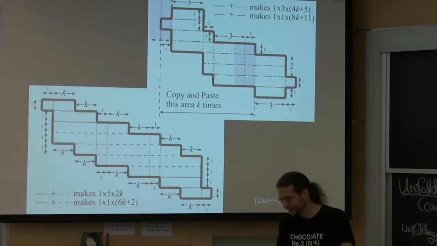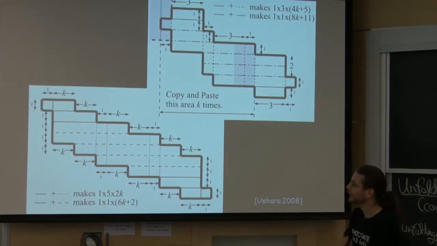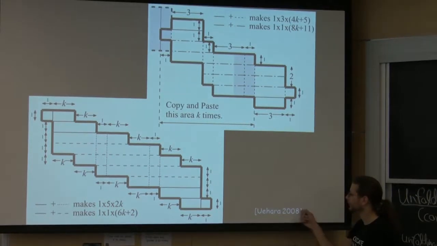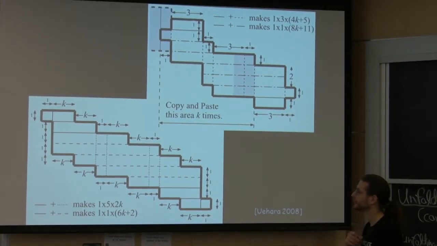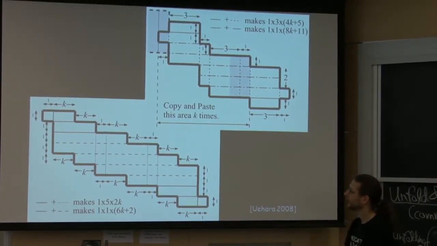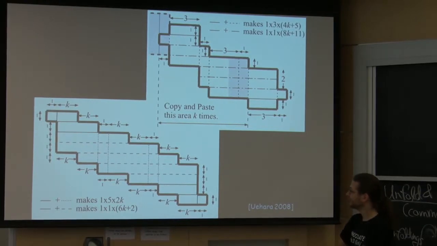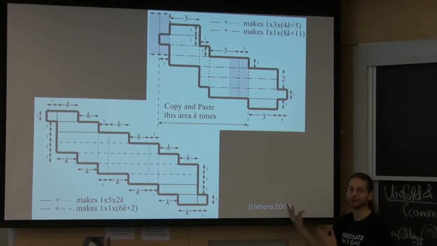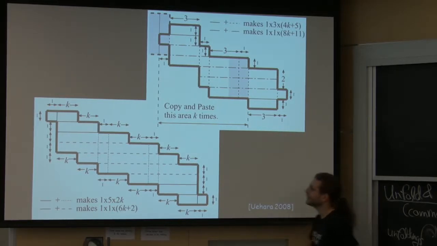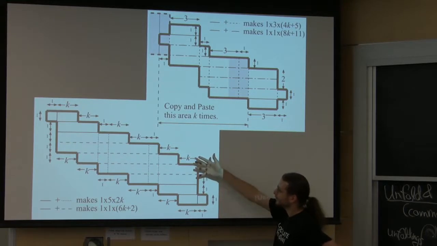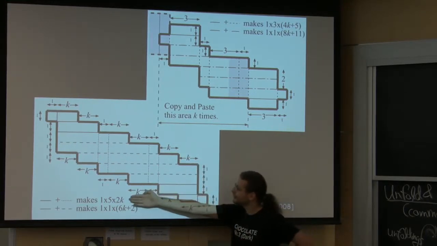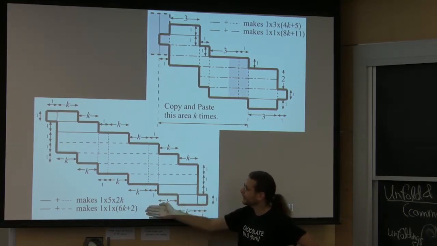Pairwise products. Now we know that there are actually infinitely many examples. This is another fairly new result by Urahara, again, in 2008. Urahara translated our textbook to Japanese, by the way, another connection. He does a lot of fun folding stuff. Just saw him last week. So this is an example of taking a 1 by 5 by 2K box and a common unfolding of that with a 1 by 1 by 6K plus 2 box.